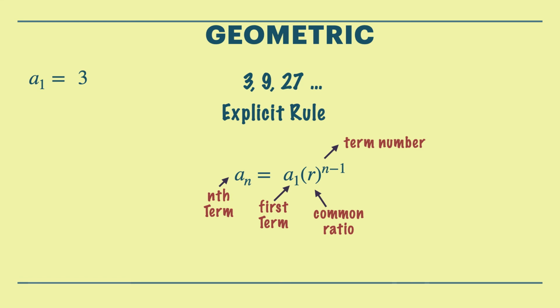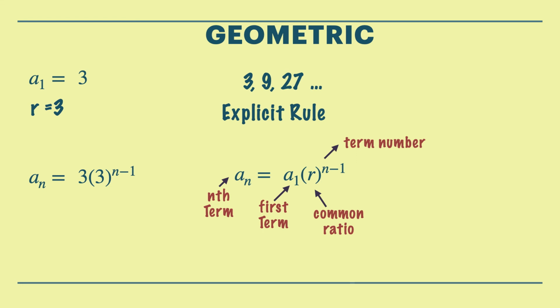All right, so a sub 1 is equal to 3 in our geometric sequence. And the ratio, well, let's look at 27 and 9. 27 divided by 9 is 3. So my common ratio is 3. Now to write the rule, I'm going to replace a sub 1 with 3 and r with 3. So my rule looks like this: a sub n is equal to 3 times 3 raised to the n minus 1 power.